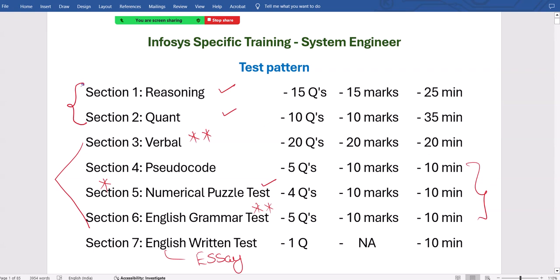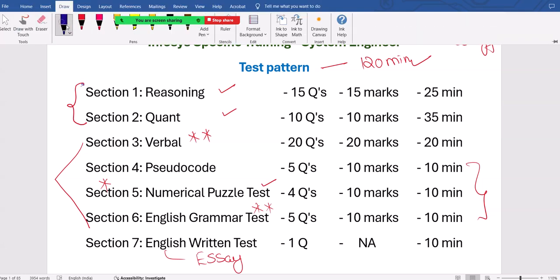The total time duration is 120 minutes, with no section wise timer. Here a section wise timer is given, but as per the input shared by the students, we understand 120 minutes is the total time duration. But the important thing is the section wise cutoff. Every section is important. For essay writing there is no marks, no cutoff. These six sections have section wise cutoffs. You have to be very careful; don't waste time entirely on one or two sections. You need to be very focused regarding that.